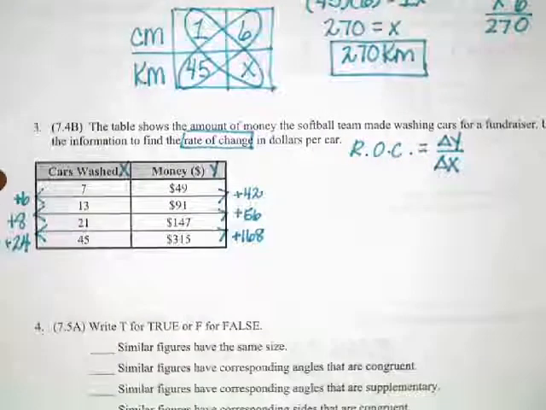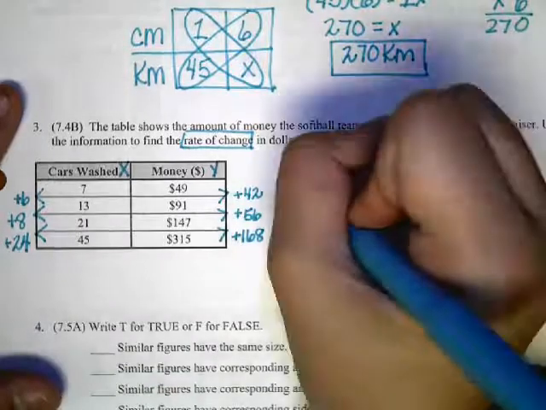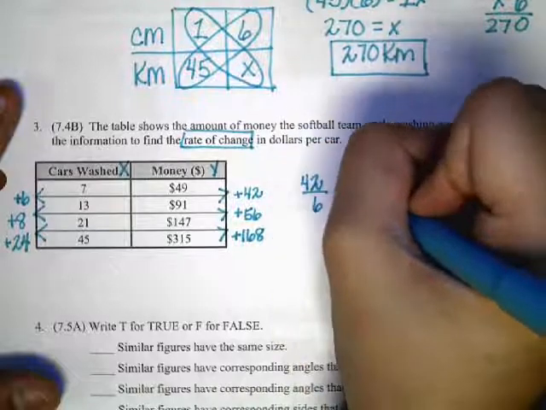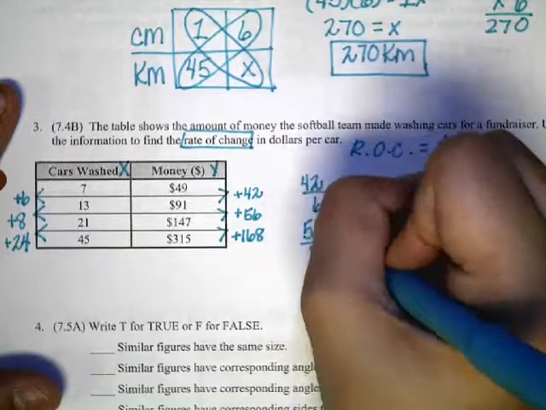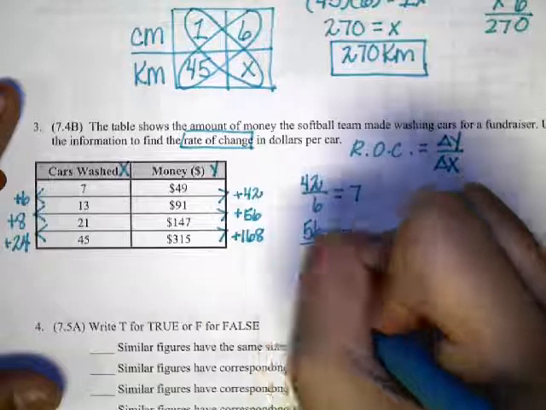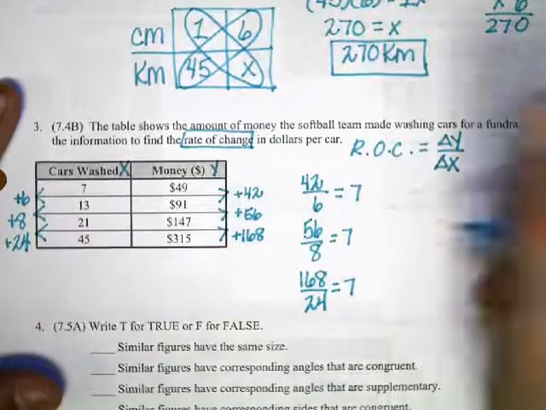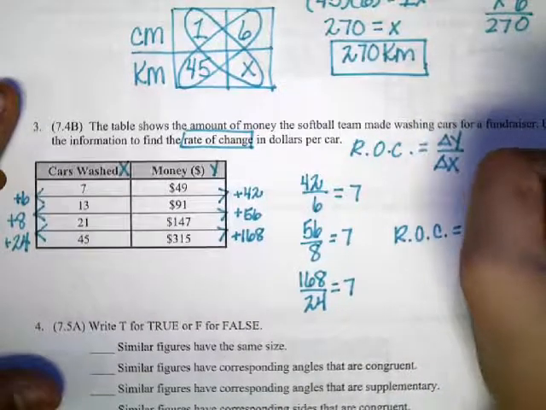If you notice, they are not consistent with their changes, so you have to make your change in y divided by your change in x for each ordered pair. So 42 divided by 6 equals 7. 56 divided by 8 equals 7. And 168 divided by 24 equals 7. So my rate of change is $7.